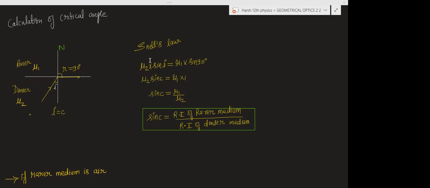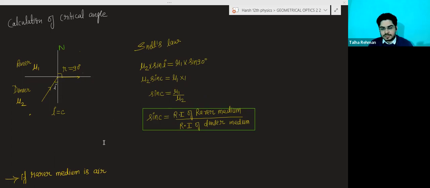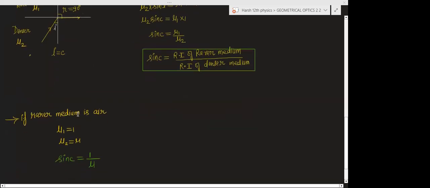After this, suppose the rarer medium is air. If the rarer medium is air, then the critical angle will be given by the refractive index of the rarer medium, and the refractive index of air you will put, which is equal to 1. So this formula you will get.